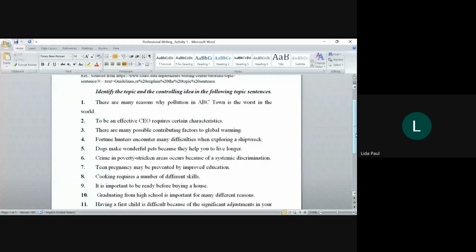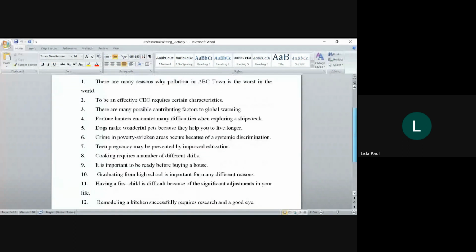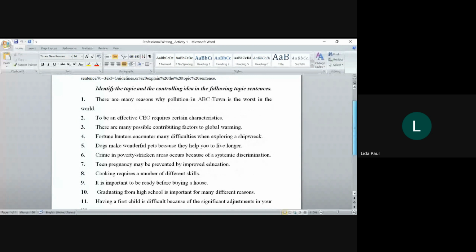Now look at this one. We have about 12 sentences, and in each of the sentences, we are trying to separate the topic and the controlling idea for the given topic sentences. All of them are topic sentences. And we are going to look at the topic and the controlling idea separately.